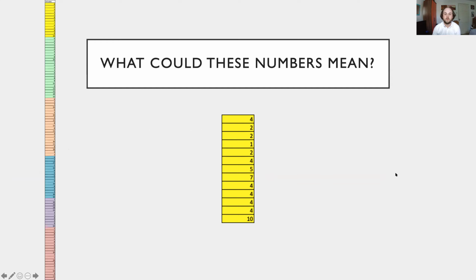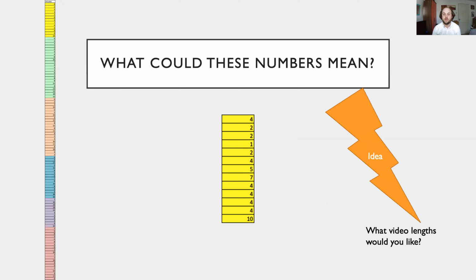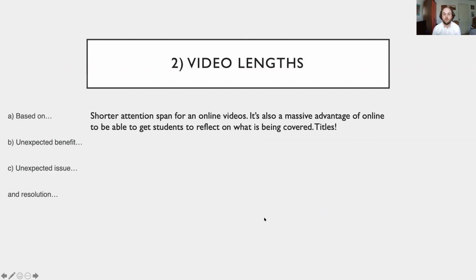Okay, so these numbers, this is talk number 2. They're very small down here, and they're all quite small numbers as well. And these numbers, they're all minutes, for those particularly eagle-eyed people. These are the video lengths for my videos that I made for teaching. So the idea is, what video lengths would you like? And these are all very short in minutes. And what was I basing it on? Well, I know there's some research that says shorter video lengths are beneficial because students have shorter attention spans.